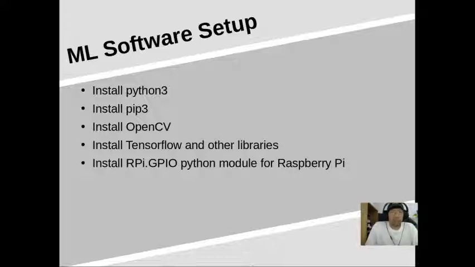Then we need to install TensorFlow. TensorFlow, by the way, is from Google, along with its supporting dependencies and libraries. Then we also need to install the RPi.GPIO Python module for Raspberry Pi. RPi.GPIO is a library for Python that lets us use the GPIO ports on our Raspberry Pi board.